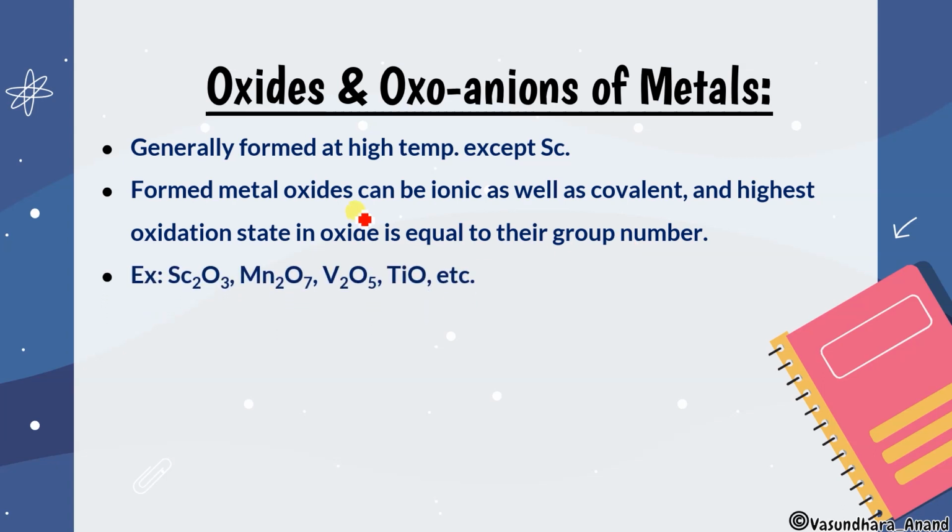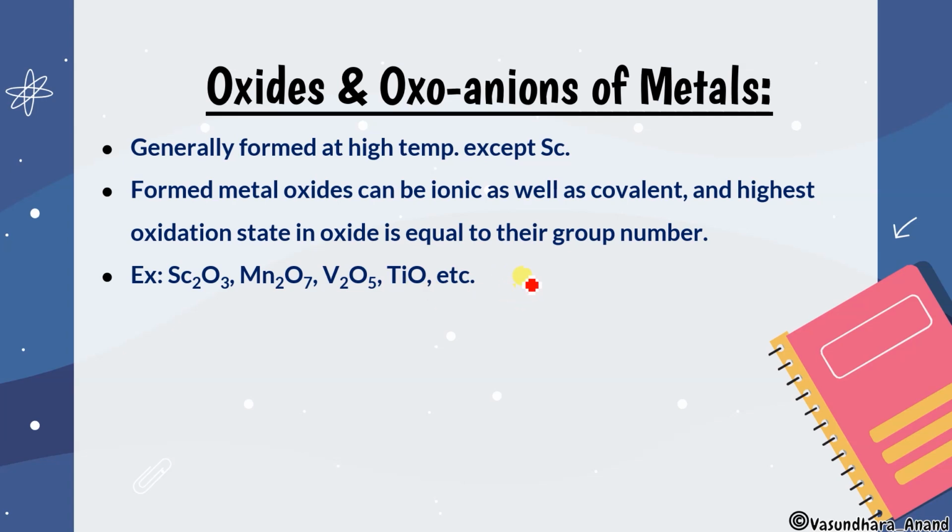Now for example, we can see scandium here is +3, that means its highest oxidation state should be equal to its group number. That is, it cannot show an oxidation state greater than its group number. Yes, it can show less, but it will not go higher. Got it? So here is scandium, we can see that it is +3 and the group is 3. Similarly Mn +7, group is 7. V2O5 we can see +5, group is 5. TiO2, group is 4. So like this we can say.